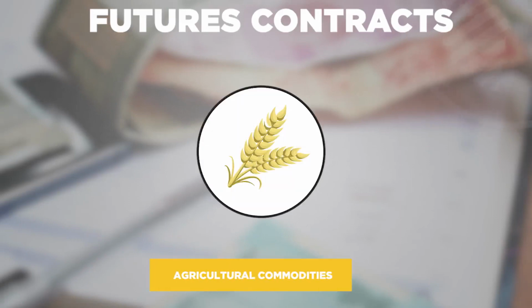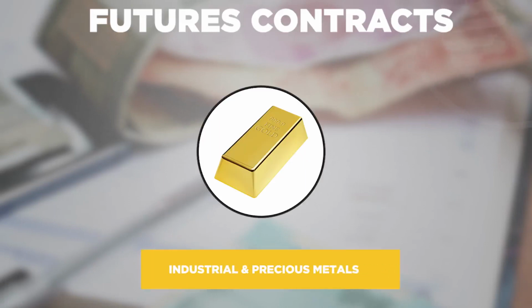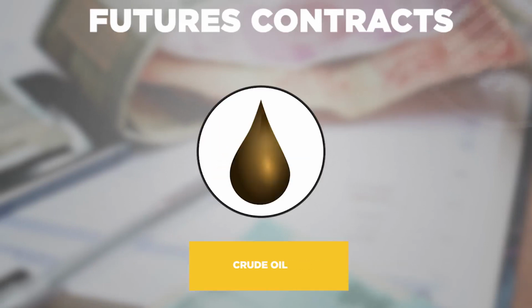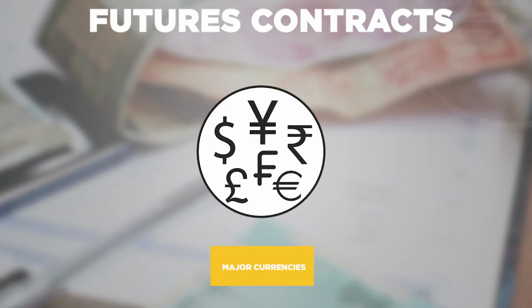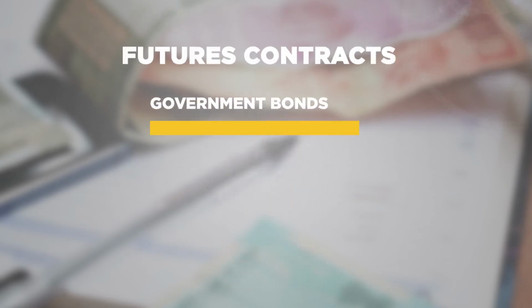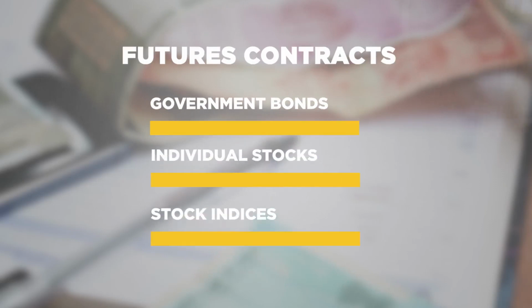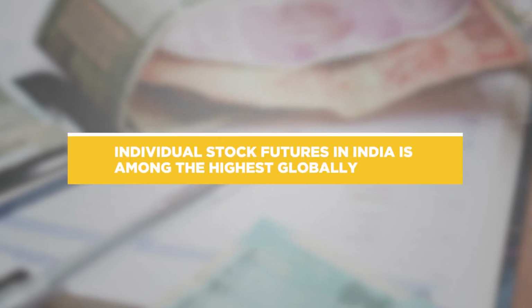Futures contracts are available on a wide range of assets: agricultural commodities, metals, both industrial and precious, crude oil, major currencies, and interest rate dependent securities such as government bonds, even individual stocks and stock indices. Indeed, the volume of trading in individual stock futures in India is amongst the highest in the world.